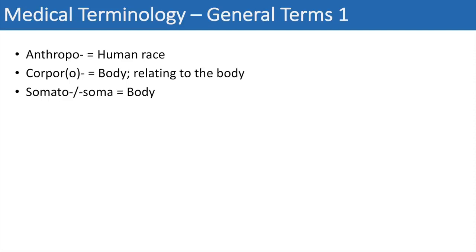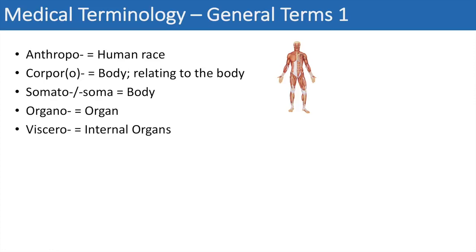Another prefix and actually suffix that refers to the body is somato and soma. So you can think of somatic, or in some cases we refer to neurons, the body of a neuron, as a soma. The next prefix is organo. This is easy. This means organ. So you can think of organomegaly, an enlarged organ. And related to that, viscero. This means internal organs. So you can think of viscera.